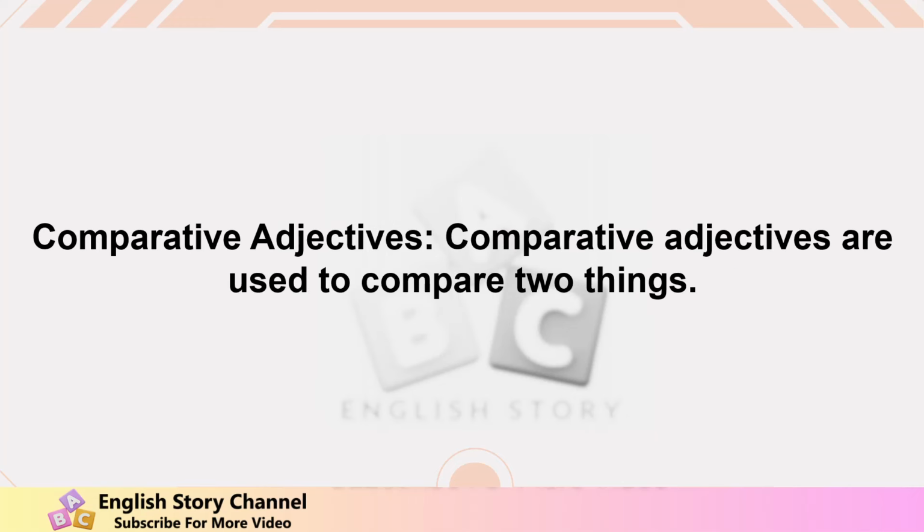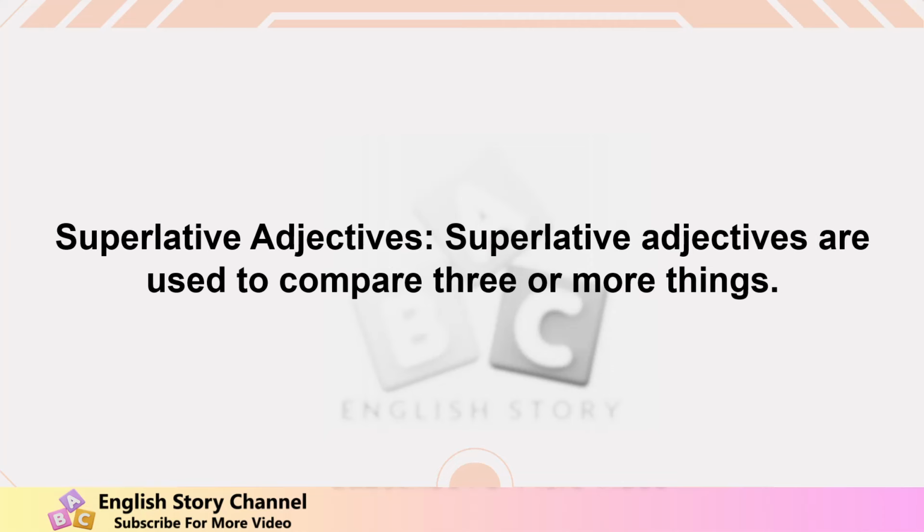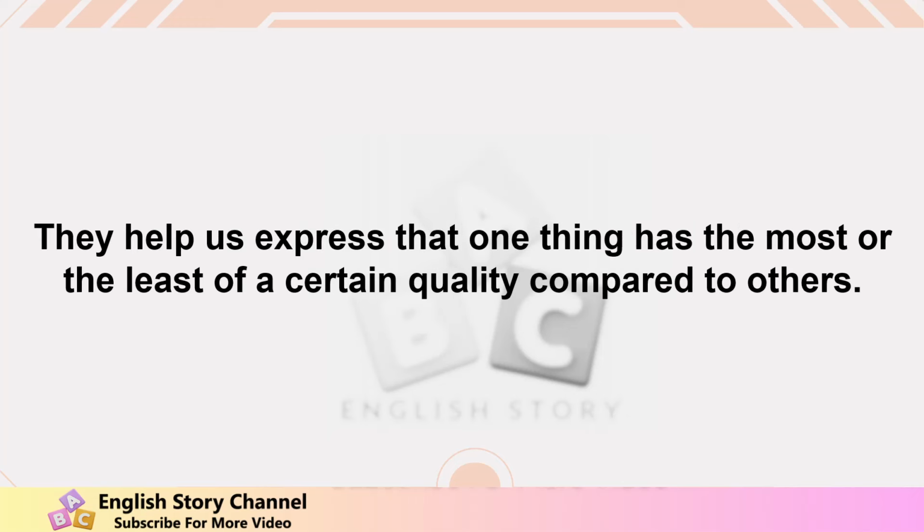Comparative adjectives. Comparative adjectives are used to compare two things. We use them when we want to say that one thing has more or less of a quality than another. Superlative adjectives. Superlative adjectives are used to compare three or more things. They help us express that one thing has the most or the least of a certain quality compared to others.